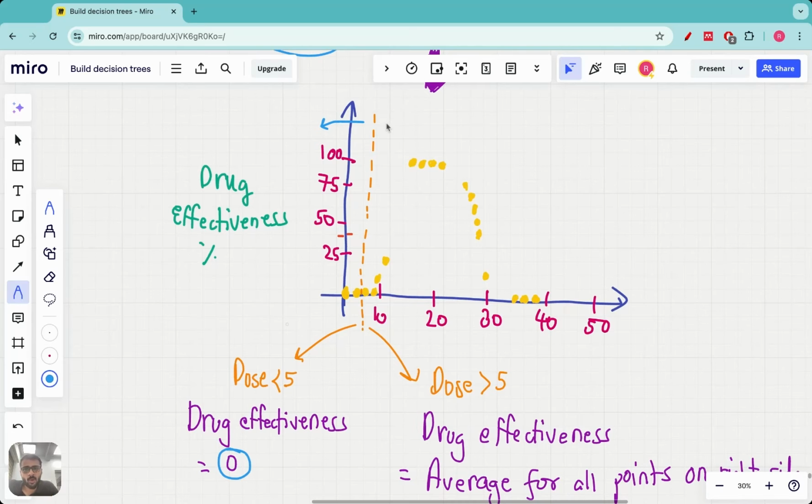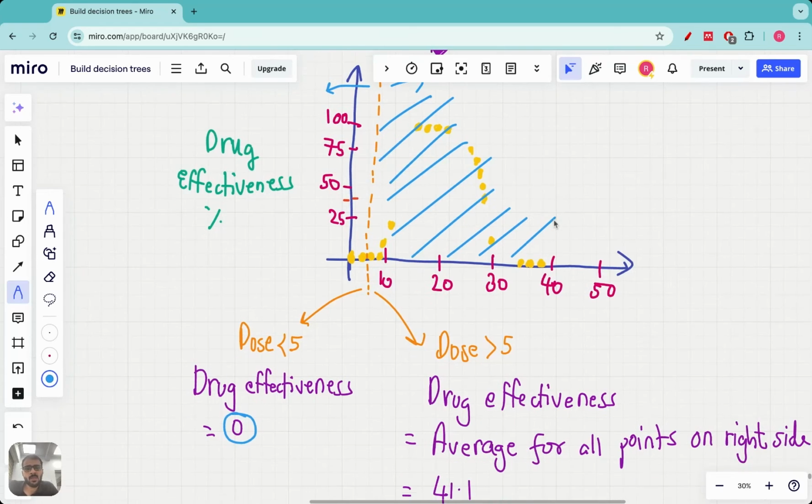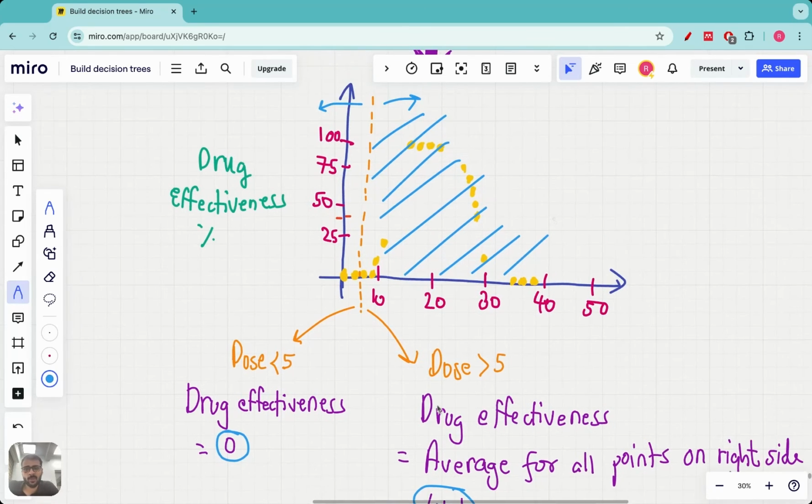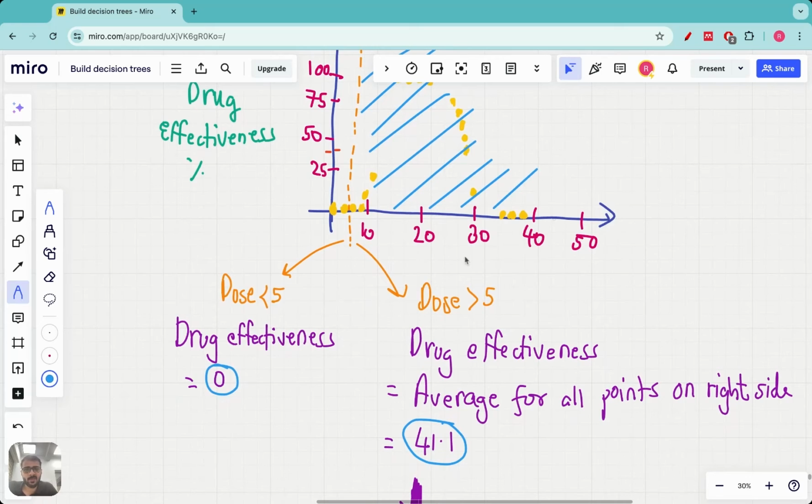Now we are going to look at all the values on the right hand side, which are all these values, and we are going to take their average again. It turns out that the average for all the points on the right hand side is equal to 41.1. So we are going to say that if dose is greater than 5, the drug effectiveness is 41.1. And if dose is less than 5, the drug effectiveness is 0.